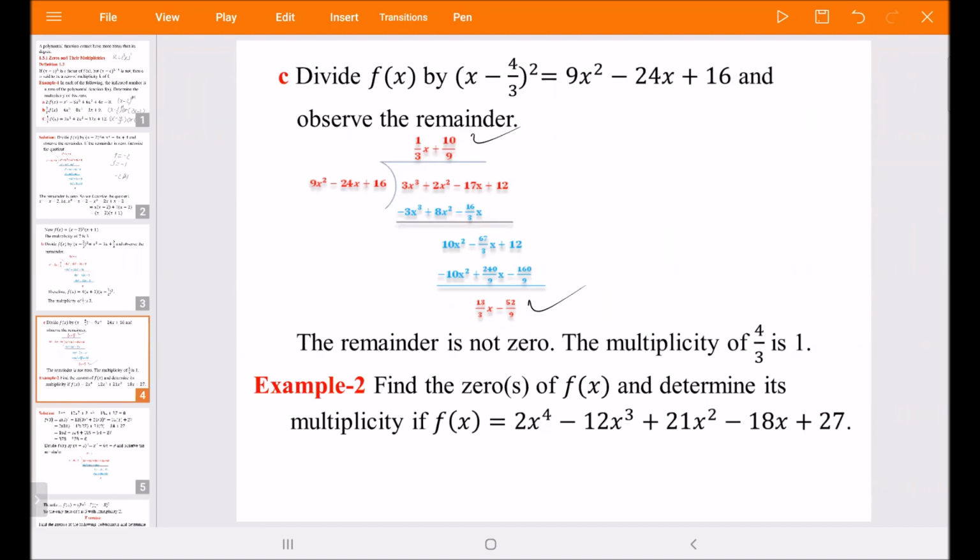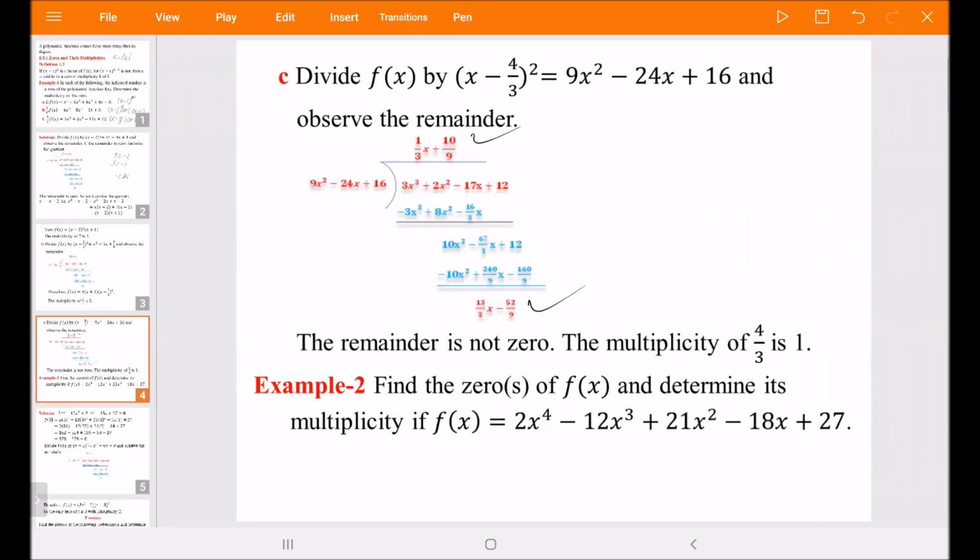The multiplicity of 4 over 3 would be different from 1 if a remainder of 0 was obtained, and after factorizing the quotient, it appeared again as a zero of this polynomial. So at the final stage, we write f of x as a product of its factors, and then we observe the power of that zero or that factor. So because of this, 4 over 3, which is the zero of f of x, has multiplicity 1.